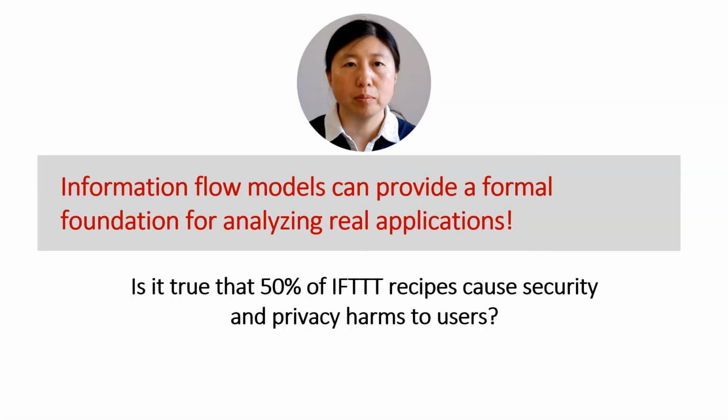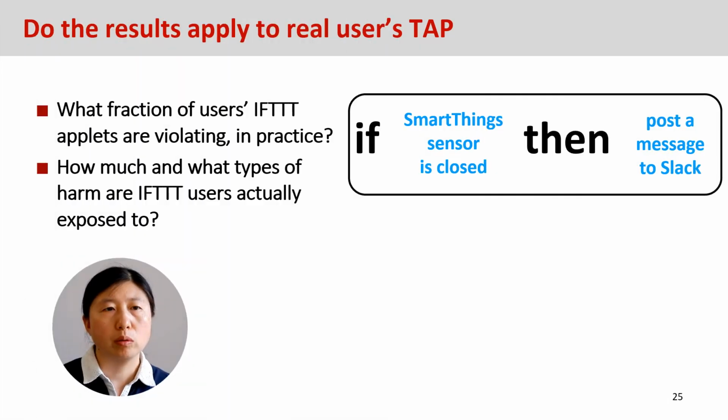So this exercise demonstrates again that information flow models can serve as a formal foundation for analyzing security properties of real applications. But the results are a little bit surprising in that a large fraction of the recipes are flagged as violating. Do they really pose harms to users? We want to know, do our results apply to real users' programs? In particular, we want to know what fractions of users' applets are violating in practice. How much and what types of harms are users actually exposed to?